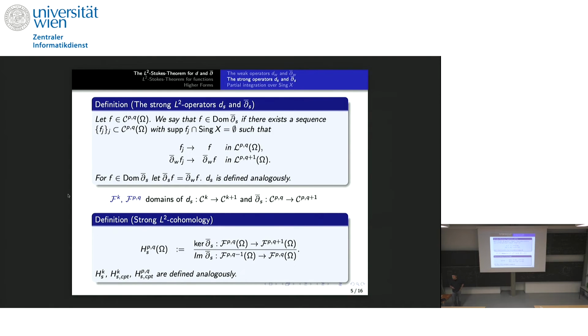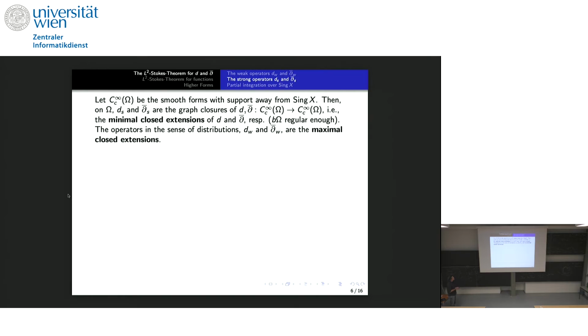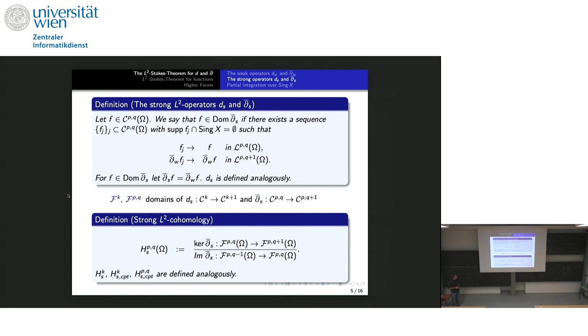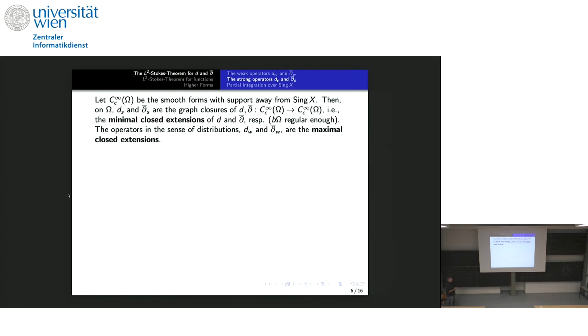And as before, I set up the classical Dolbeault cohomology for the d-bar_s operator. The same for the exterior de Rham derivative in the strong sense, and the cohomology groups with compact support. And here at this place, I will give some statements about these groups a little bit later in the talk. There are different results than for the d-bar in the sense of distributions.